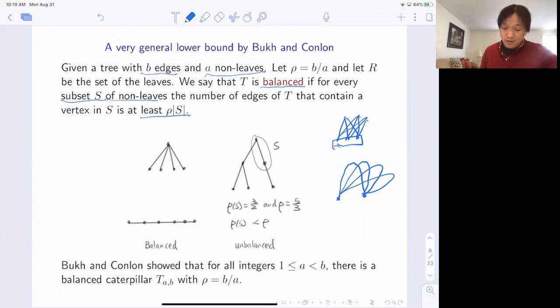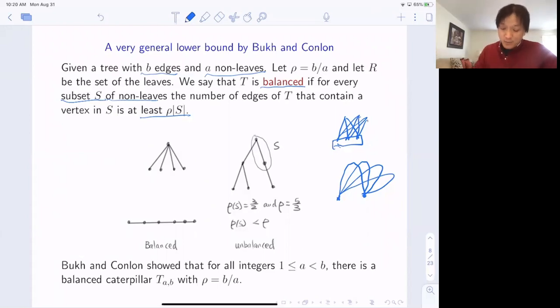Okay, so here I give you some examples of balanced trees and unbalanced trees. On the left, I drew a star. You can show a star is balanced. And I drew a path, and you can verify that a path is also balanced. On the right, I drew this little tree, and I can check it's actually not balanced.